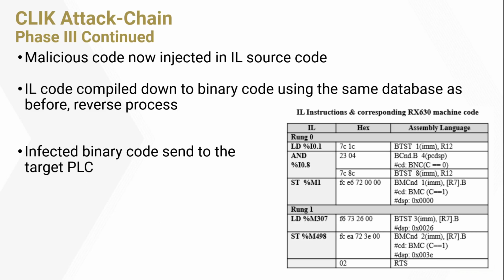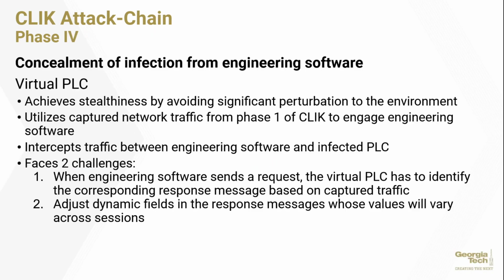So just a continuation of phase 3, once the malicious code has been injected into the source code, it's then compiled back down to binary using the same database as before, except it's just a reverse process. It's now converting source code into machine code. And the infected binary code is then sent to the target PLC. Just an example over here on the right, you can see how the mapping works. So once it finds a corresponding ladder logic, it can then map it to its respective machine code. So phase 4 is the concealment of the infection from engineering software.